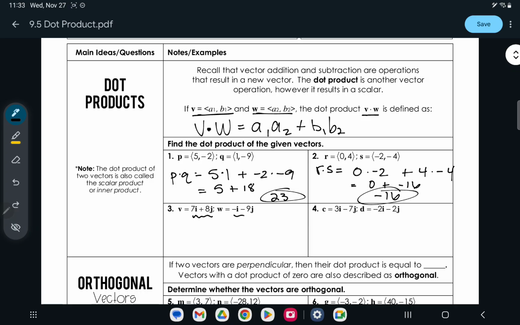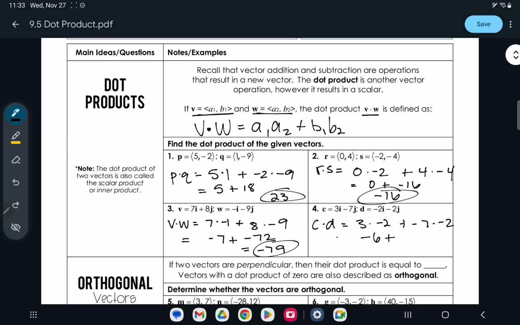Right? It's okay that these have I and J in them. We can just take the coefficients of them. So V times W is 7 times negative 1 plus 8 times negative 9. So negative 7 plus negative 72, which is going to give negative 79. Same thing here. C times D will be 3 times negative 2 plus negative 7 times negative 2. So negative 6 plus, let's see, negative times negative is positive. And then we get 8.